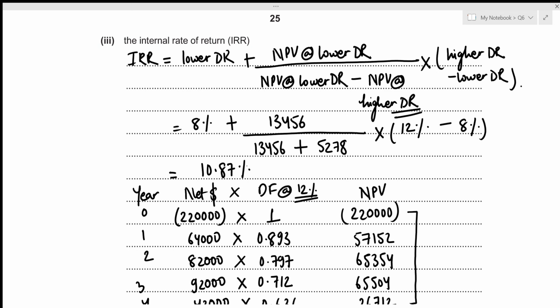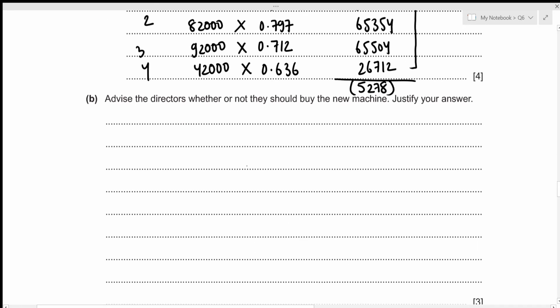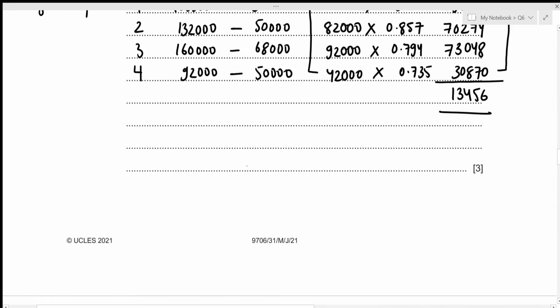Now we can move to the next one. For the second part, we need to advise the directors whether or not they should buy the new machine. And we also need to justify our answer. So we will justify on the basis of what we calculated in the first part. So let's have a look.